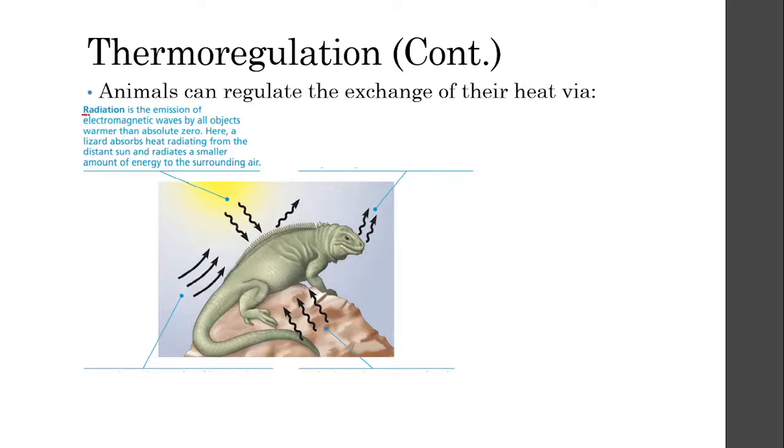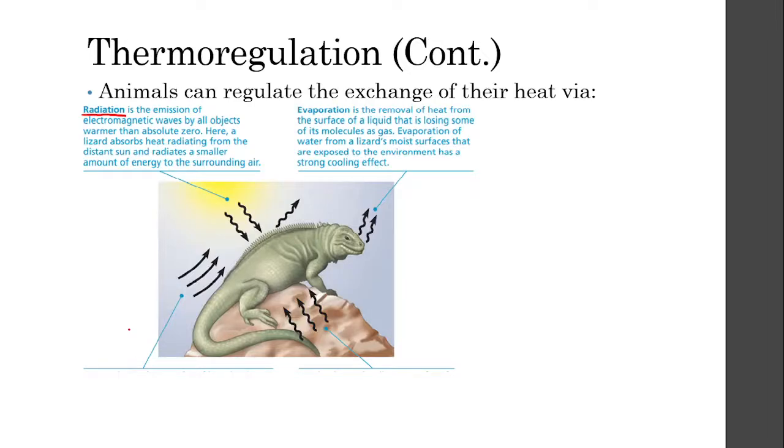Like the examples that I gave, some lizards, when it's too cold, go out under the sun, and the heat from the sun, the infrared rays, would actually warm up their body. So they spread themselves under the sun, and they actually receive heat from the sun. And this heat from the infrared rays of the sun is called radiation.